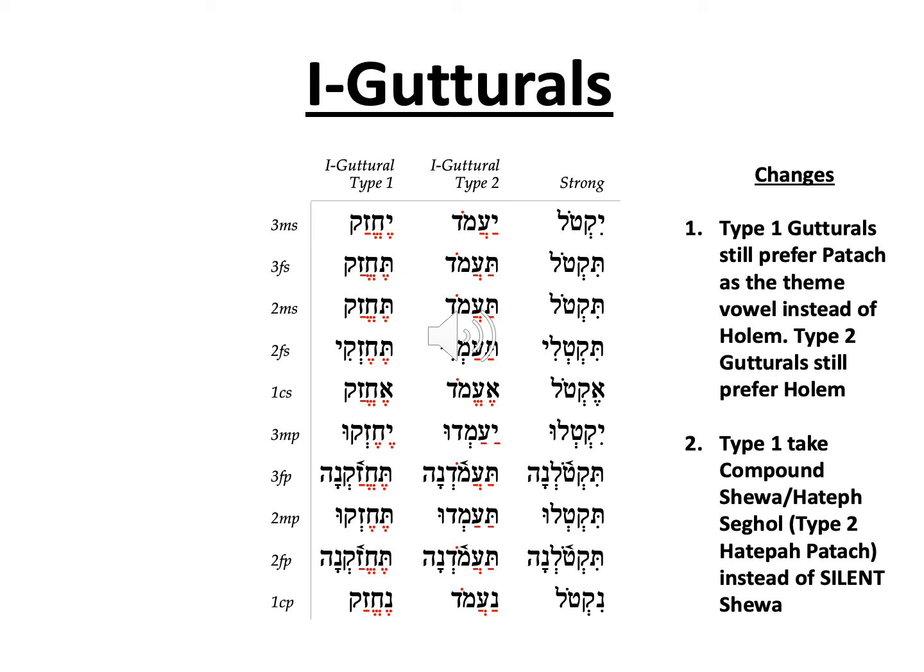When we notice these changes, however, we'll note that they're fairly simple, all affected by the presence of the compound schwa replacing that silent schwa. You will either have a patach theme vowel or a holem theme vowel, segol with the patach, patach with the holem.